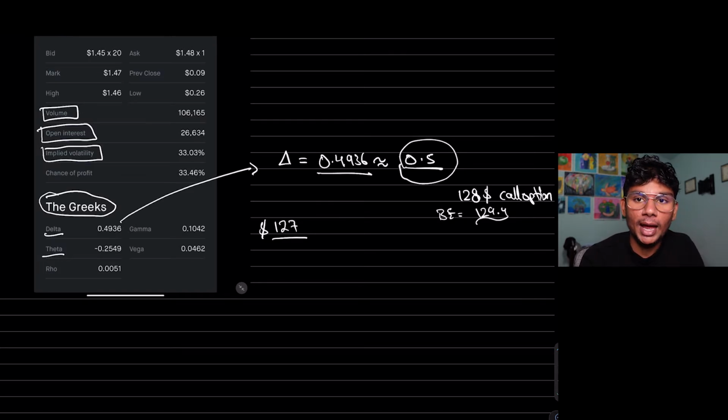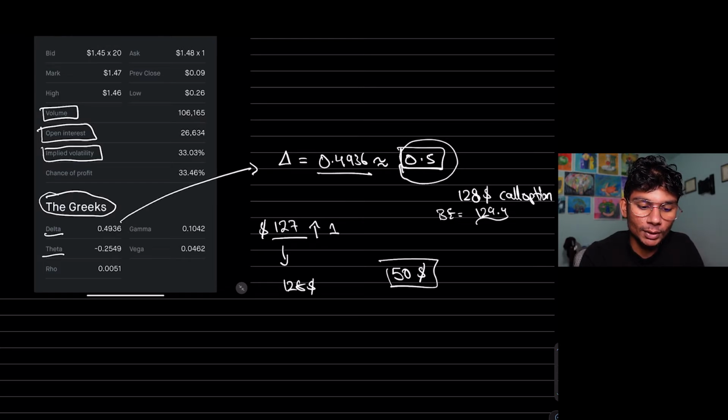So anytime Apple price goes up by $1, so let's just say few hours pass and now the Apple price is $128, okay? So it went up $1. So since it went up $1, this delta is how much profit you'll be making for owning 100 shares of the stock. So what you would get is you would get $50 profit. That's how much profit you would be making.